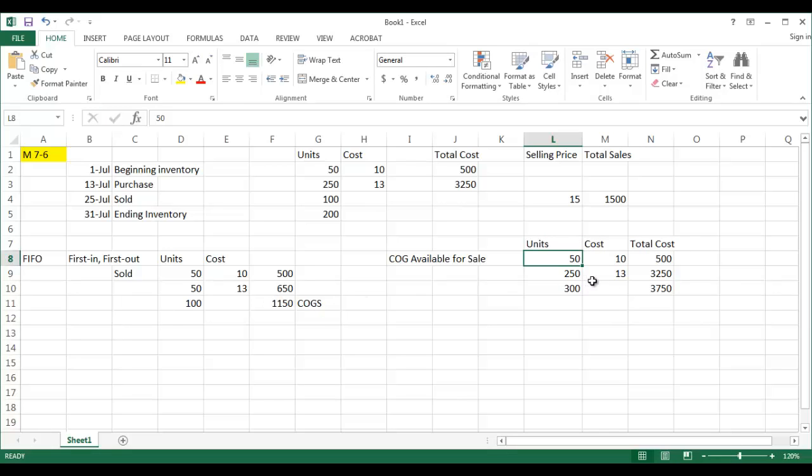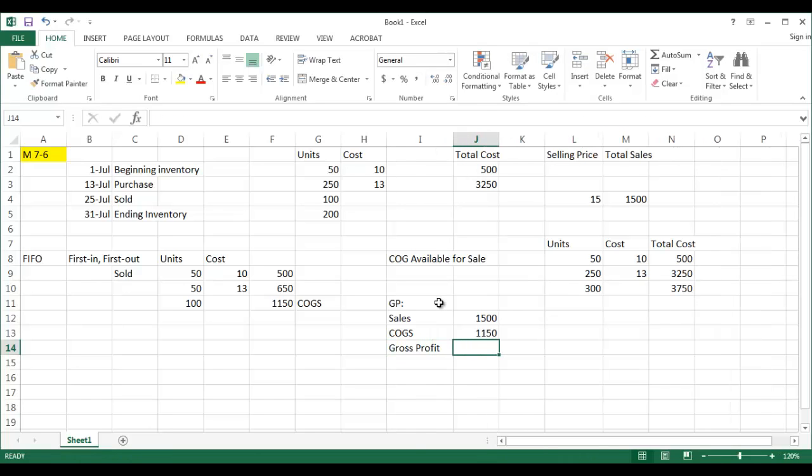So we've got our cost of goods sold, we've got our cost of goods available for sale. Now we're looking for gross profit. Well, gross profit is sales minus cost of goods sold. So our cost of goods sold we just determined was $1,150 here under FIFO. Our sales, we only made one sale. That was on July 25th when we sold 100 units at $15 for total sales of $1,500. So that leaves our gross profit at $350. That's just, again, the total sales, $1,500, minus that cost of goods sold number.